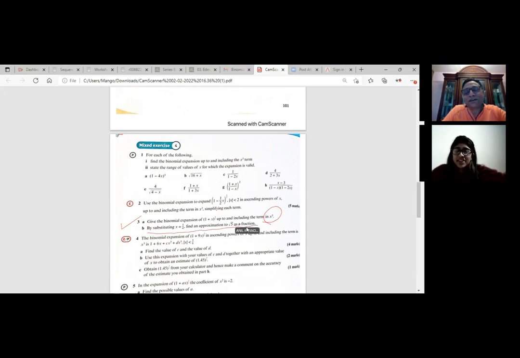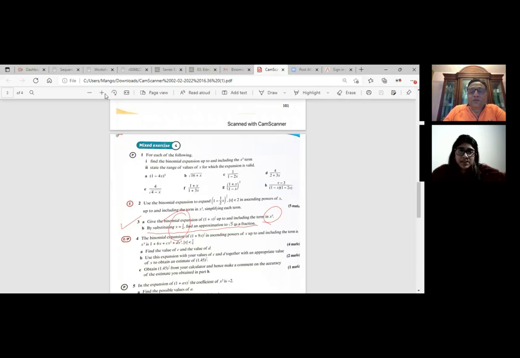They are giving you a hint: by substituting x equals 1 by 4. In my school, they will not give me this hint. They will say find an approximation for square root of 5. They're still holding our hand. At this point, you would have to do the square root of 4 plus x, and then x equals, a similar kind of approach.